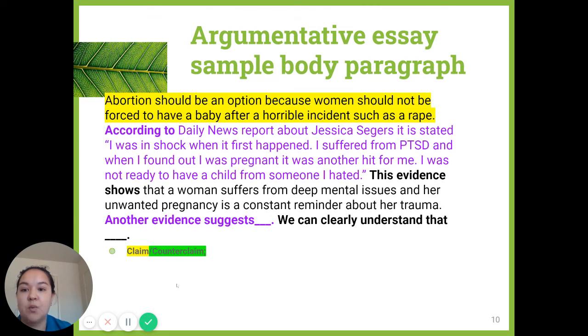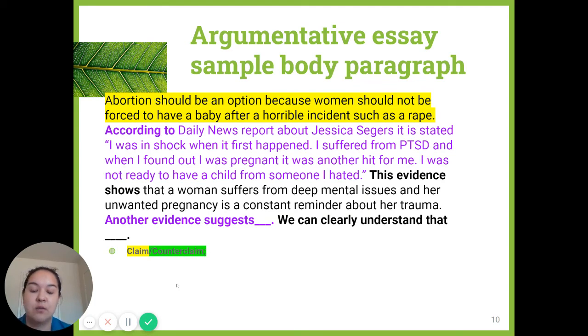stated, "I was in shock when it first happened. I suffered from PTSD, or post-traumatic stress disorder. And when I found out I was pregnant, it was another hit for me. I was not ready to have a child from someone I hated." End of quotations. This evidence shows that a woman suffers from deep mental issues, and her unwanted pregnancy is a constant reminder about her trauma.